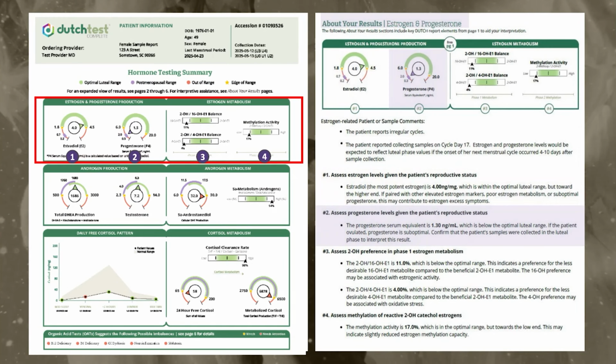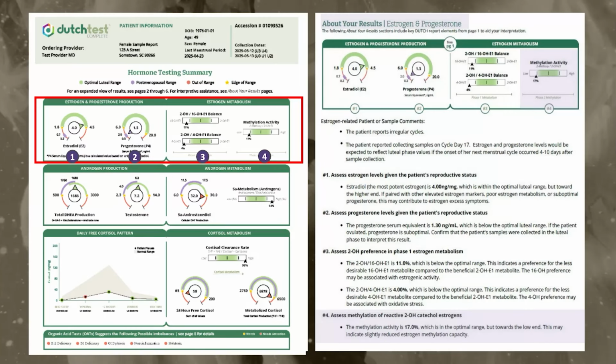The second comment centers on the progesterone level, and here we see progesterone is quite low, suggesting ovulation has not occurred. Phase 1 metabolism is next. Here the 2:16 ratio is low and the 2:4 ratio is also low. Both represent a higher risk, more estrogenic profile, and we do explain in very simple language in this comment what that might mean. And phase 2, COMT methylation activity. For this patient, it's lower than we'd like.